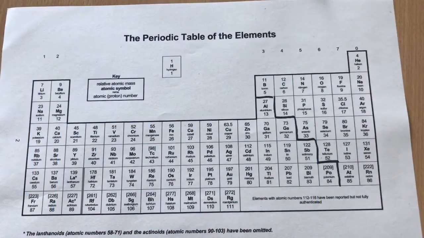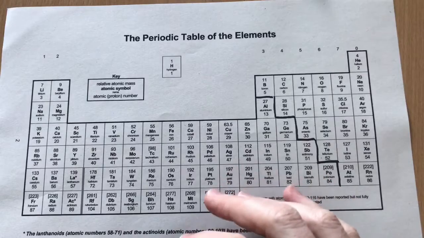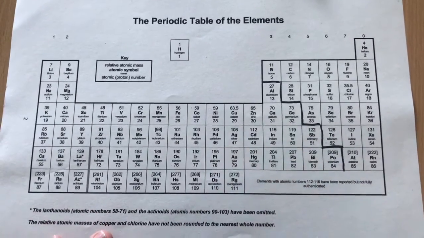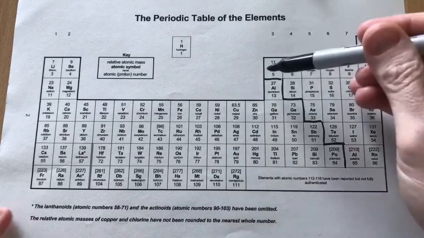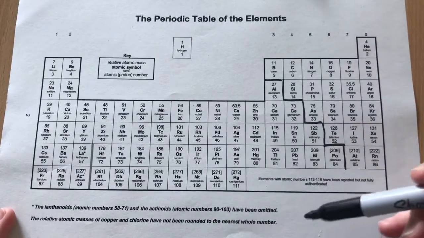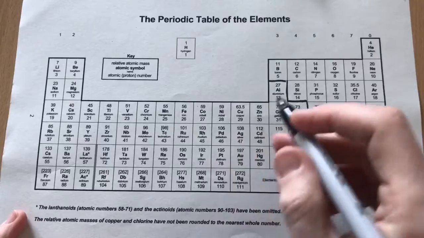In this video we're going to explain the structure and organization of the periodic table. The first thing I'm going to show you is the division between metals and non-metals. This set of steps here is never on the periodic table in the exam, but this does mark the boundary.